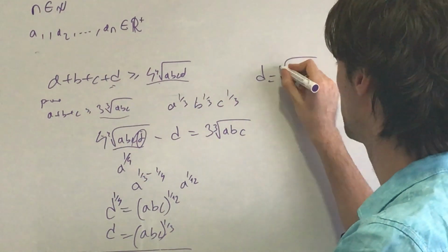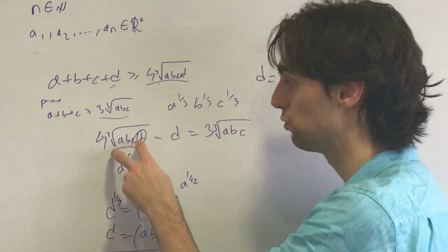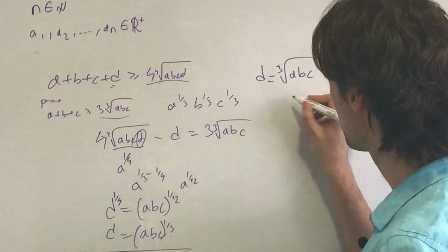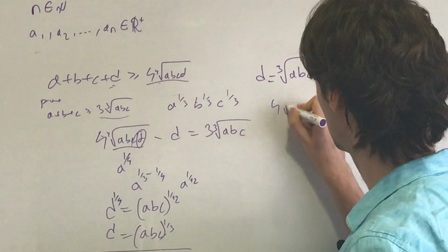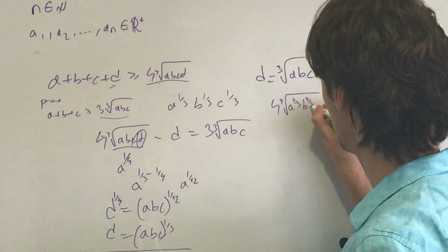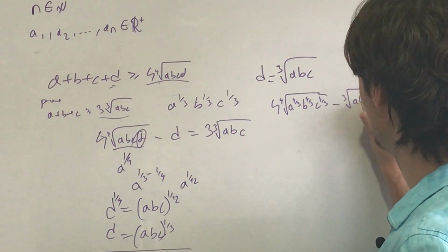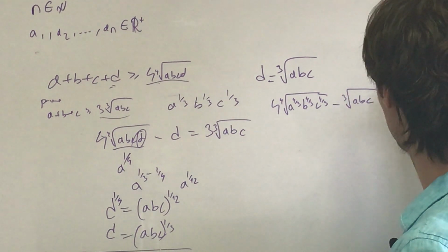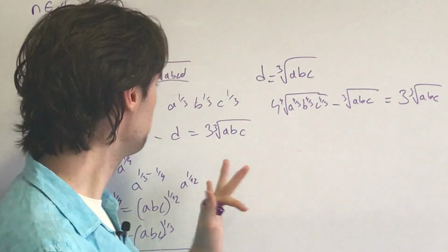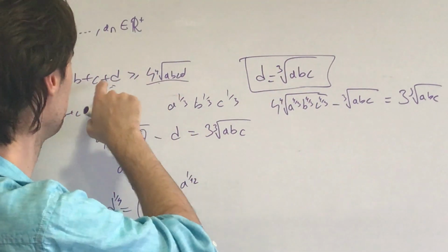So if we place d equal to the cube root of abc, we'll have that this is equal to 4abc times a to a third, b to a third, c to a third, which gives us, so this is going to be 4 times the fourth root of a to the 4 over 3, b to the 4 over 3, c to the 4 over 3, minus the cube root of abc, and this is going to be equal to 3 times the cube root of abc. So if we put d to be equal to this in the n equals 4 case, then from here we get this.